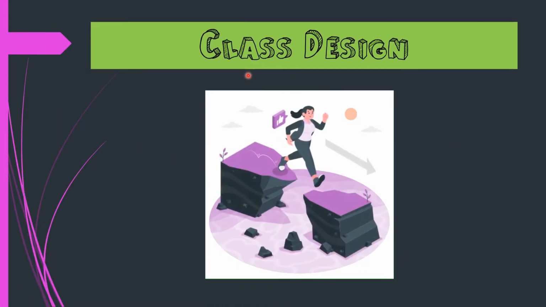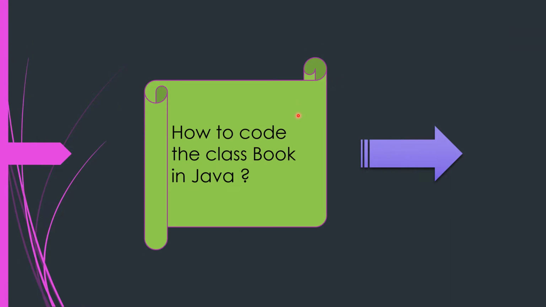First of all, let us proceed to our first topic, which is class design. As you can remember, in our previous video, we had taken an example of a book to understand object-oriented programming, the concept of class, data members, and method members. Using that same example, now we are going to create the class book and use some of the method members and data members that we discussed in our previous video.